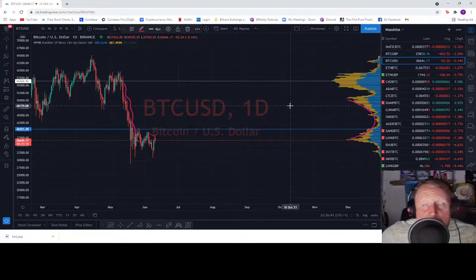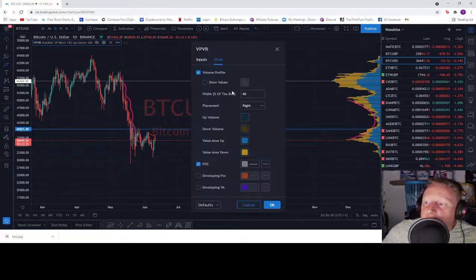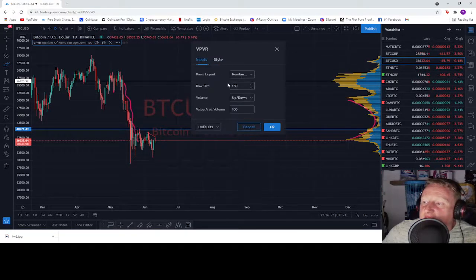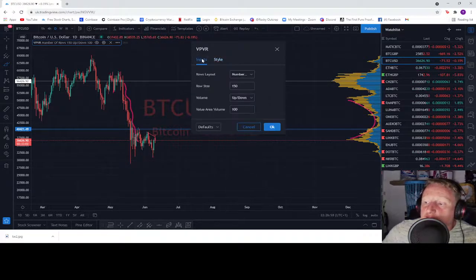If I've missed anything out that I could add to the video, then please by all means give me a shout. But really important, go in there, change these inputs, 150, 100 over there, change that to 40. Once you've done that, go to defaults and press save as default. So these are now your new settings.